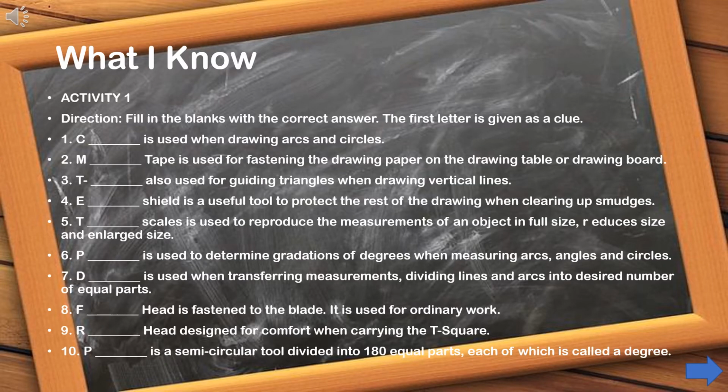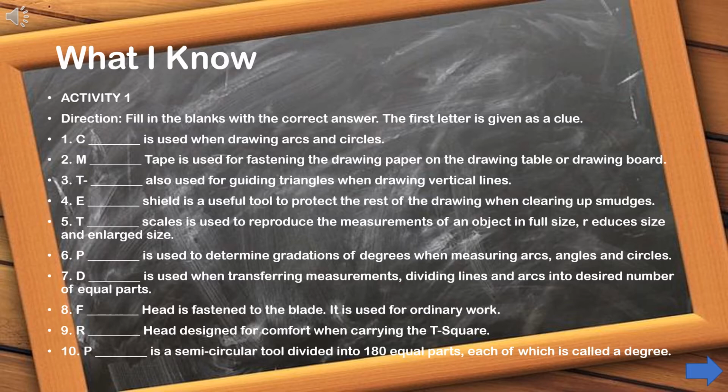For what I know part or review. Activity 1. Direction, fill in the blanks with the correct answer. The first letter is given as a clue. 1. C blank is used when drawing arcs and circles. 2. M blank tape is used for fastening the drawing paper on the drawing table or drawing board. 3. T blank also used for guiding triangles when drawing vertical lines.